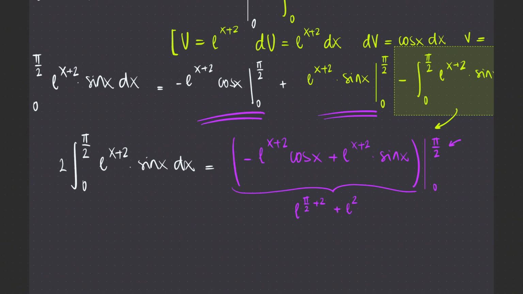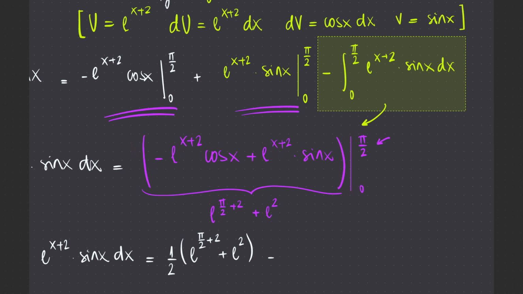Now that is equal to 2 times the integral from 0 to pi over 2 of this. Therefore, the final answer is half of that, which you can leave like this, or you can factor out a e squared as well. So you have e to the pi over 2 plus 1 times e squared over 2.